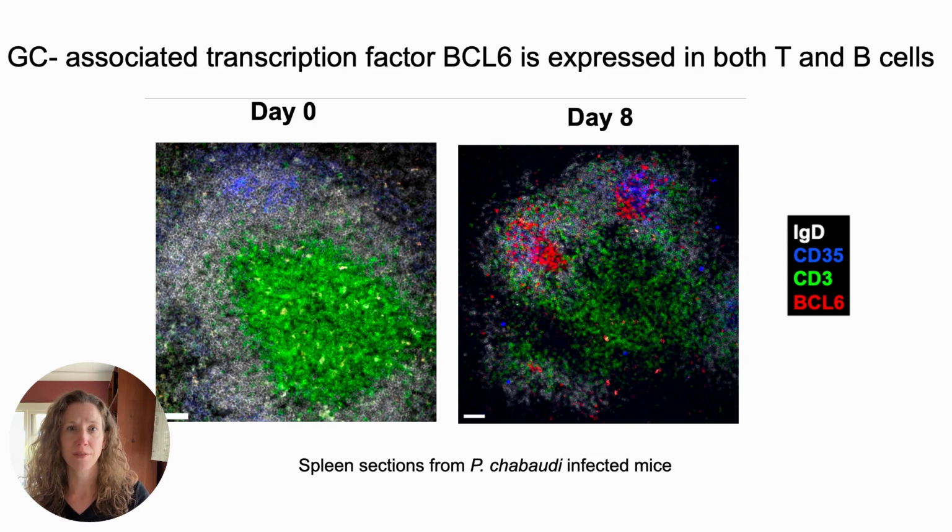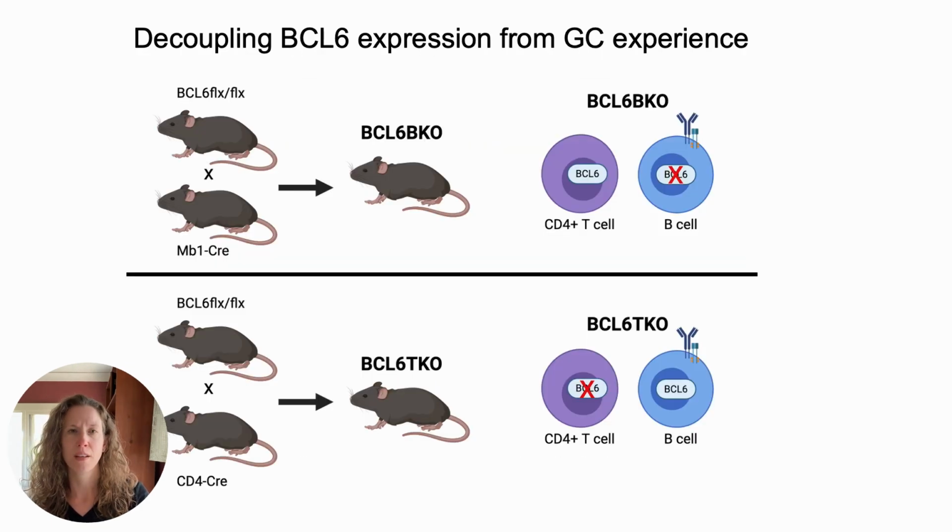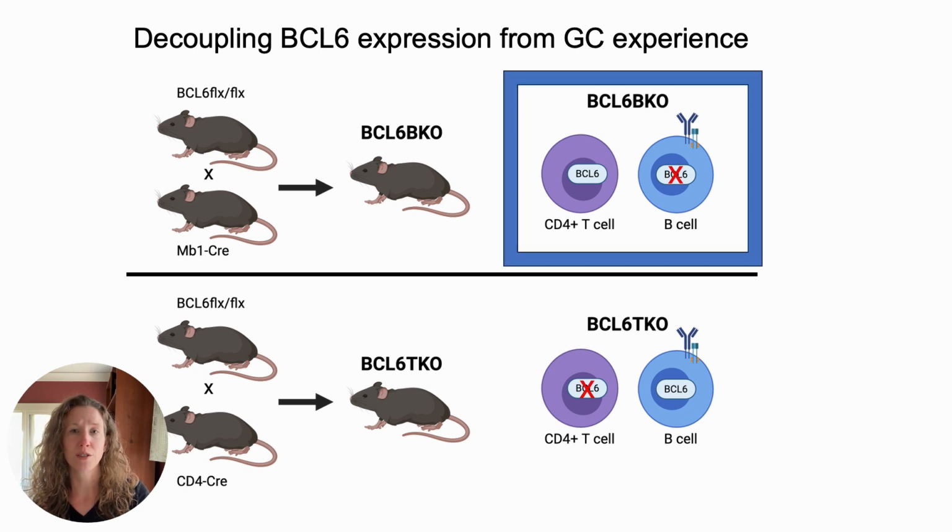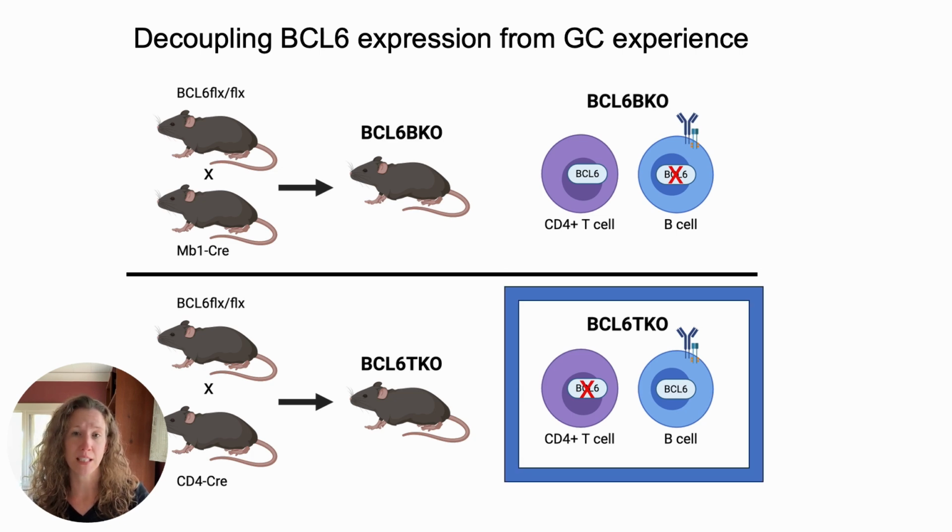BCL6 is a transcription factor that is expressed in both B cells and T cells in the germinal center and is in fact required for GC development. So to differentiate the effects of intrinsic BCL6 expression from the presence of the germinal center, we devised a strategy whereby we generated conditional knockout mice so that we deleted BCL6 from either the B cells or the T cells, and in both of these systems, the germinal center is not able to form.